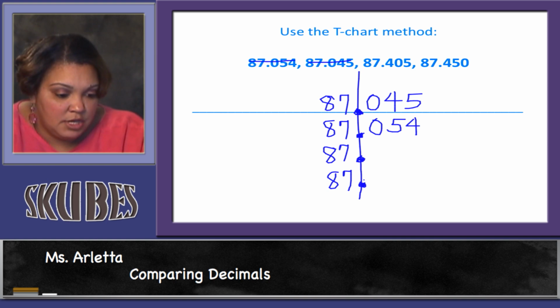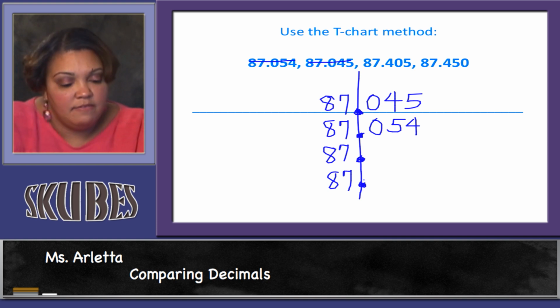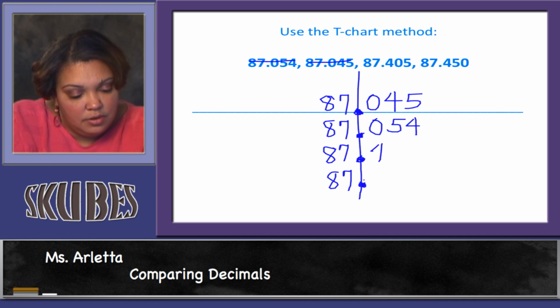The very next one is either the 405 or 450. And we all know that 405 is lower than 450.